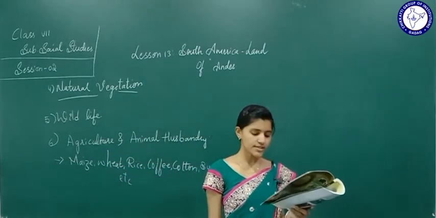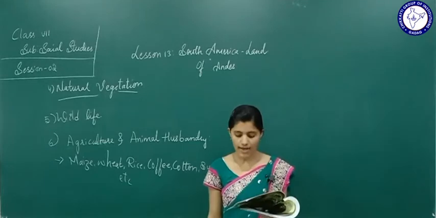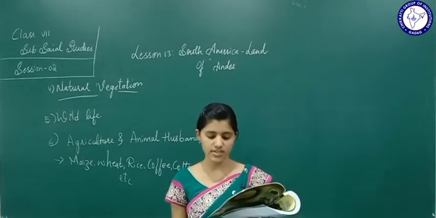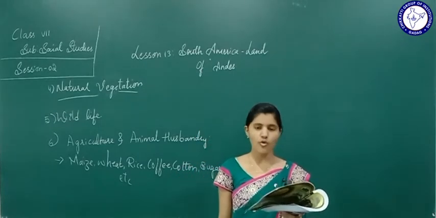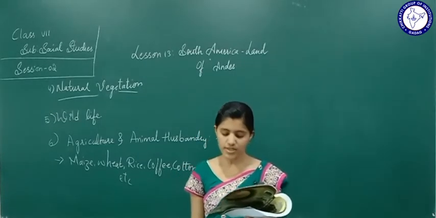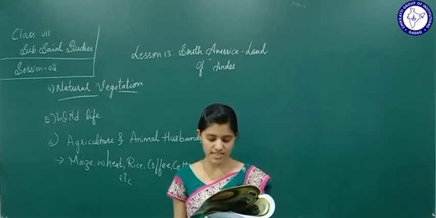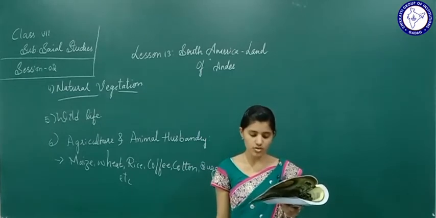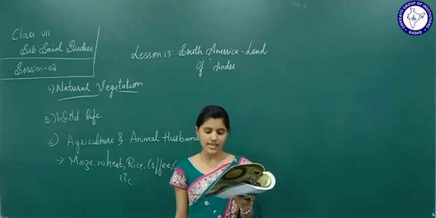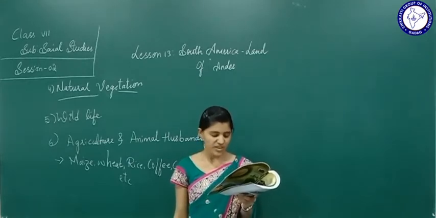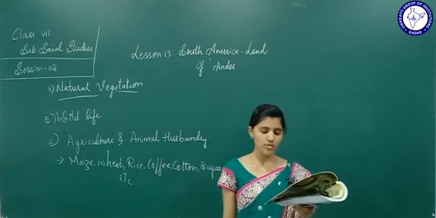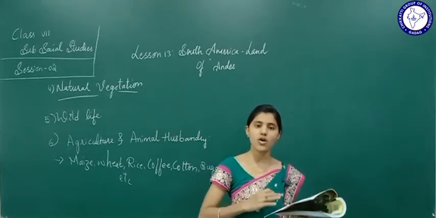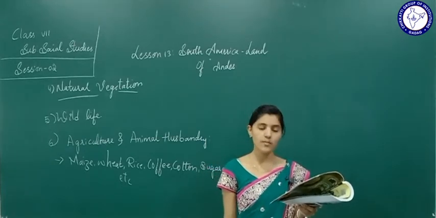Maize is a native crop of South America and it is the chief food crop in the warm tropical regions. Wheat is grown in the cooler temperate regions in Argentina and Chile. Where is wheat grown? In the cooler temperate regions in Argentina and Chile. Wheat is also exported from Argentina.